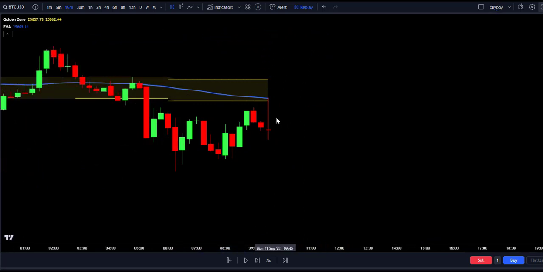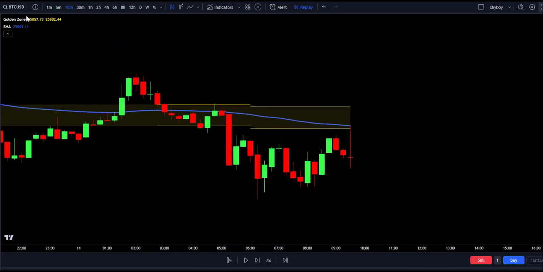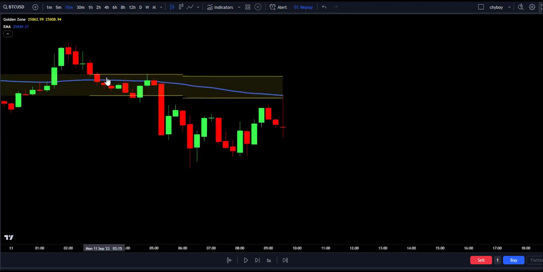Let's see how to enter a sell trade. Here we are on the chart of the same BTC USD on the 15 minutes time frame. As you can see, the EMA is above the price, indicating a downtrend. Then we check the price to see what it is really doing. On checking it, we see that price is retesting the golden zone.